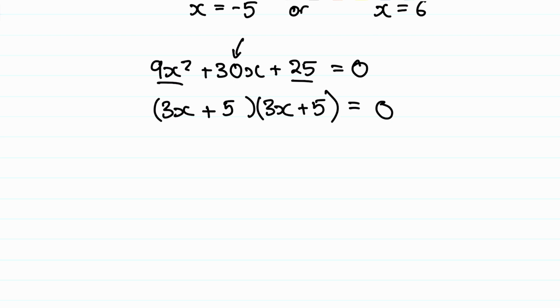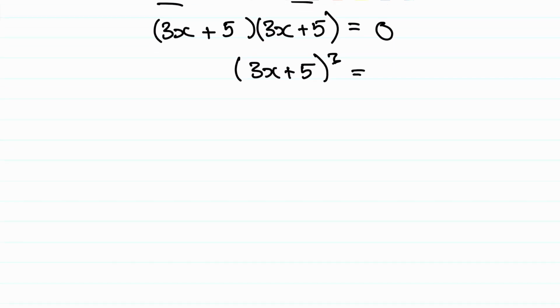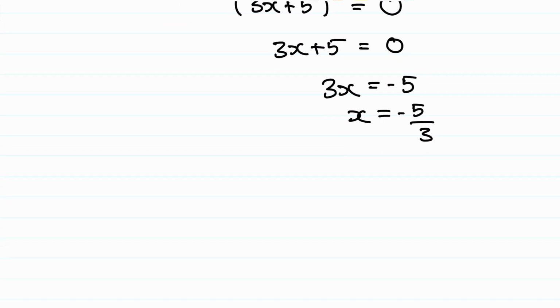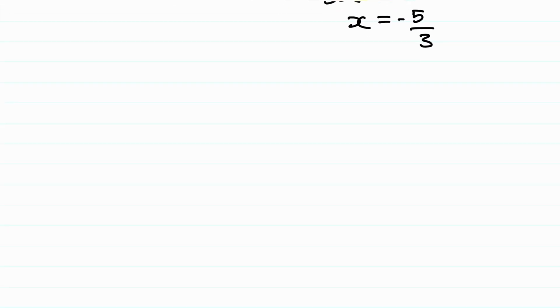And of course, because they're both identical brackets, we could rewrite this as 3x plus 5 all squared. But basically what it comes down to is that 3x plus 5 must equal 0, and 3x must equal negative 5. So x is going to be negative 5 over 3. Cool, so that was our first method, using factorising.